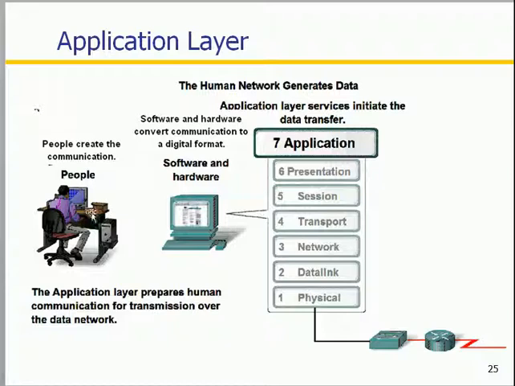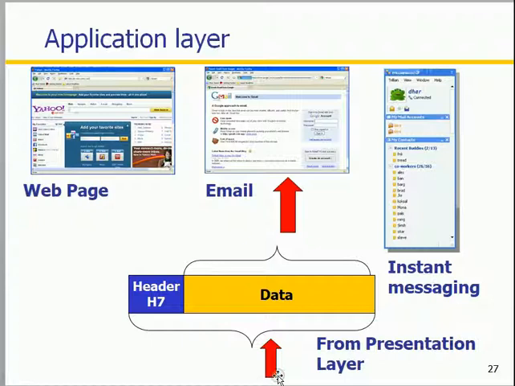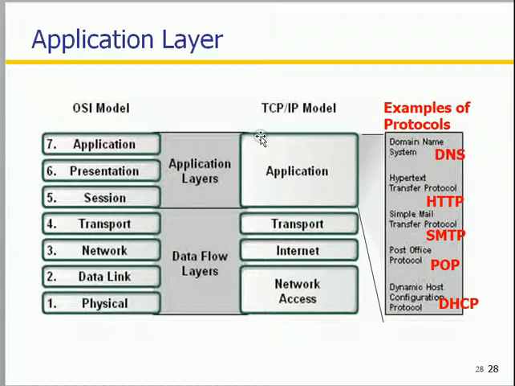Now this is an important, very interesting way. So people create the communication. So you are writing something in the messenger, and then messenger is the software and hardware that converts communication to a digital format. So the message is converted to something that the computer will understand, and then it is sent to the presentation layer. Okay, so once the application layer gets your data, it converts it and sends it to the presentation layer. And when the receiver is receiving, the presentation layer prepares the data and sends it back to the application layer. So it's the reverse for the receiver all the time, remember that.